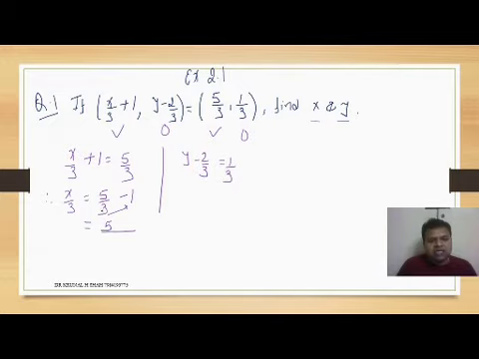5 as it is, 3 ones are 3 divided by 3. Therefore x by 3 equals 5 minus 3 by 3. What is 5 minus 3? That is 2 by 3. Therefore x by 3 equals 2 by 3.